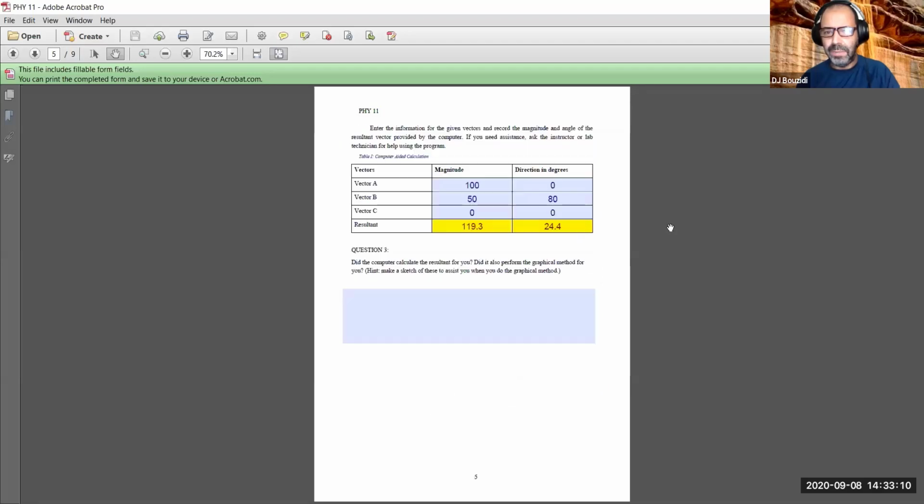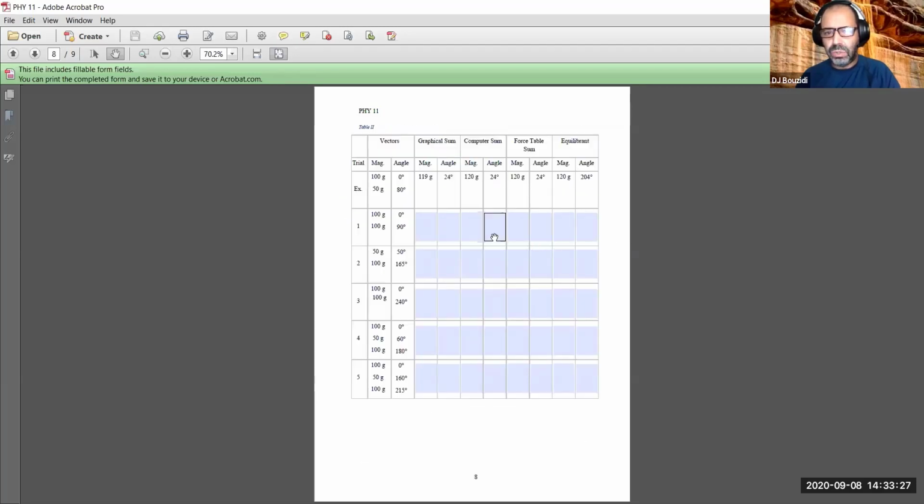Let's go back here. It's giving me 119.3, which is good enough, which is 119. Remember, I'm not retaining more decimal points. And 24.4, which is approximately 24. So the answer to this one, at least from this exercise, is correct. Let's do another one just to satisfy our curiosity: 100 grams at 0 degrees and 100 grams at 90 degrees.